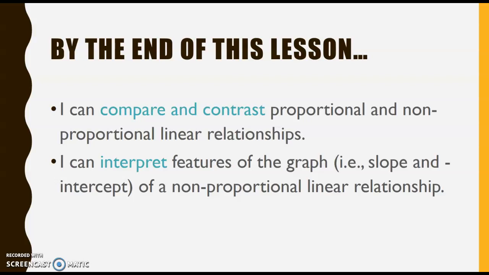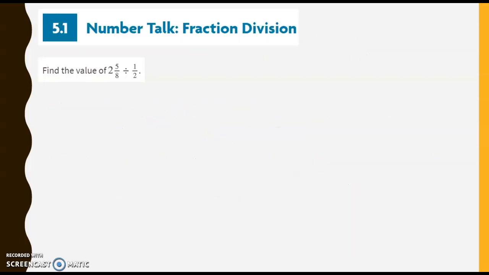By the end of this lesson, I can compare and contrast proportional and non-proportional linear relationships. I can interpret features of the graph, so that means you can explain the graph, and that's what we're going to do by the end of this lesson.